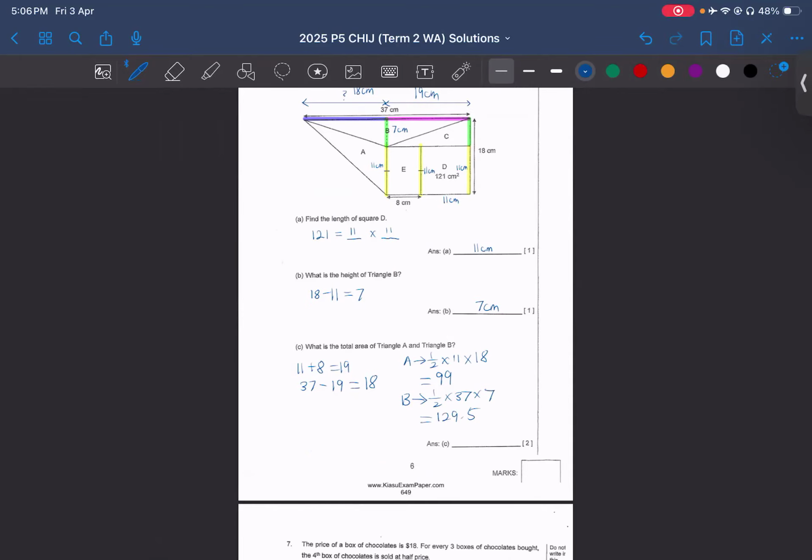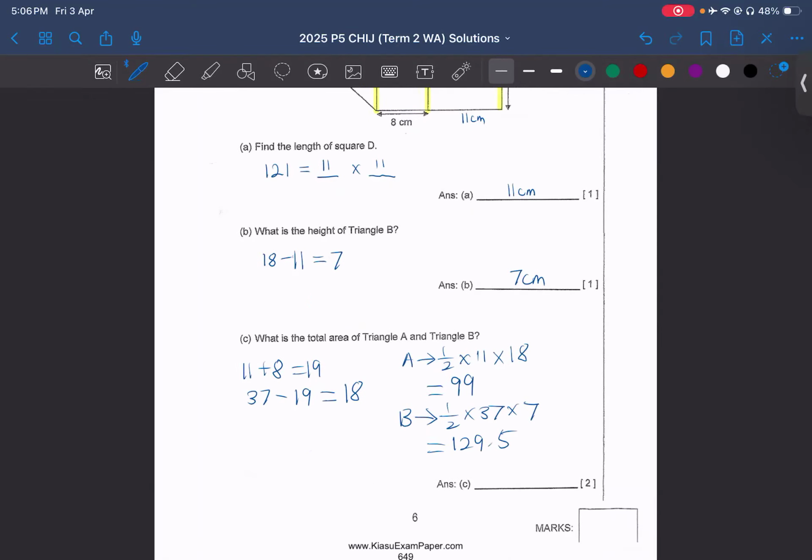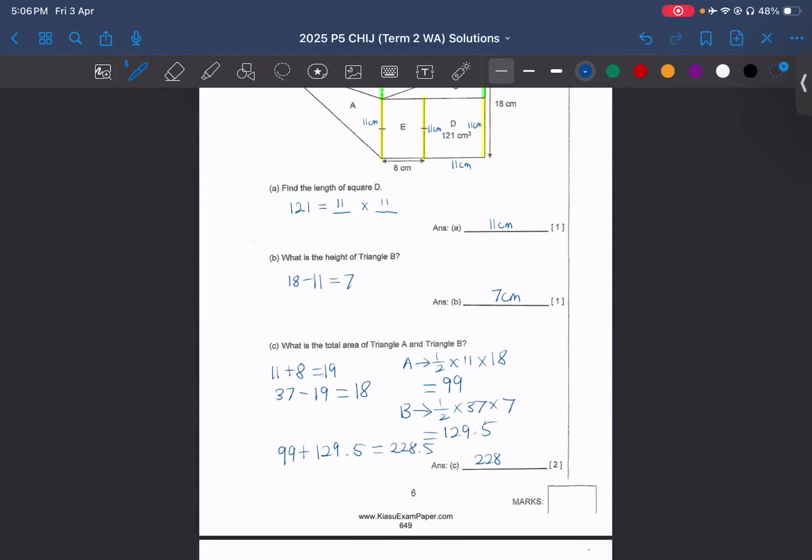In this case, your area of triangle B would be 129.5. So to find the total area of A and B, we take 99 plus 129.5, which will give you 228.5. So the answer for this question will be 228.5 square centimeters.